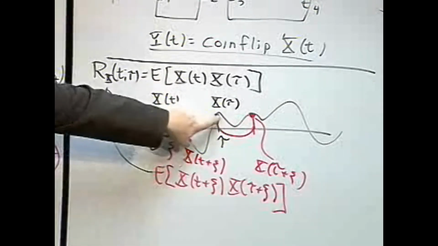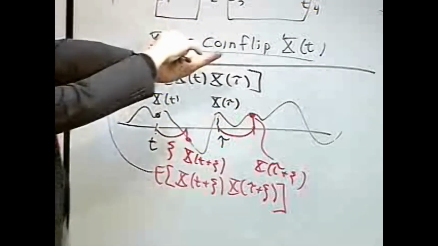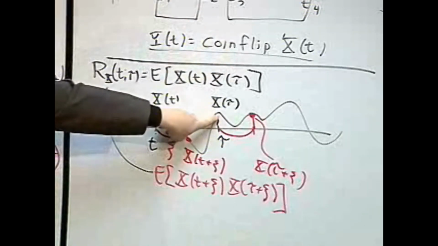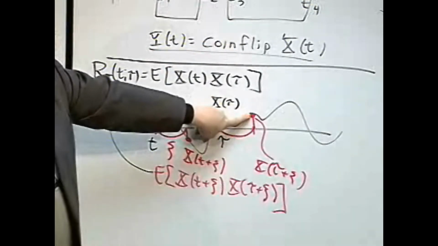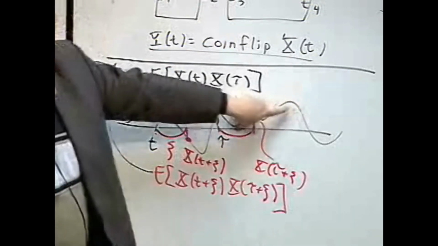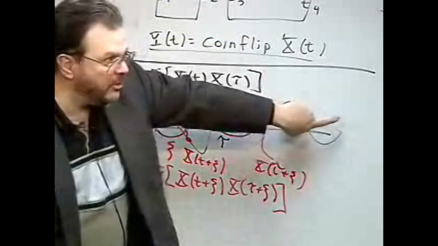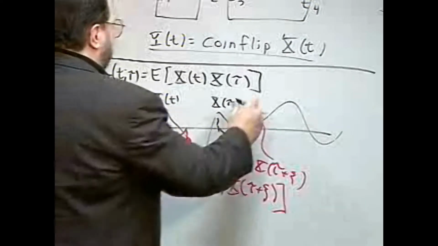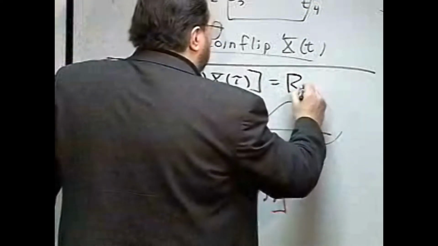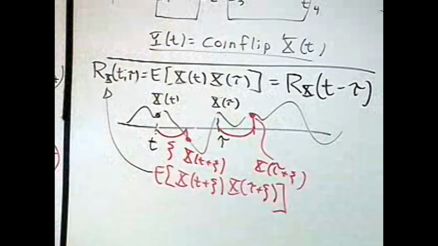If I take these 2 points and keep this interval the same between my 2 fingers, the expected value of these 2 points is the same as the expected value of these 2 points, the same as the expected value of these 2 points. So it doesn't matter where I put this interval along the time axis, the expected value is going to be exactly the same. Well, what is that interval? This interval is equal to t minus tau. That's the interval that I'm talking about.